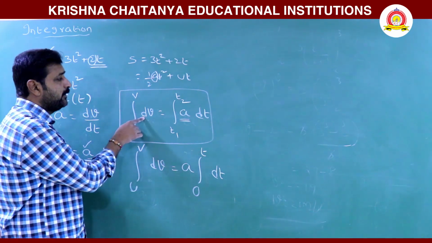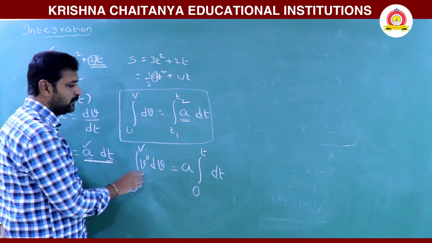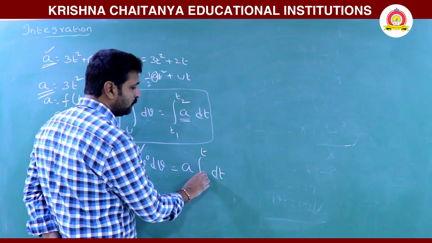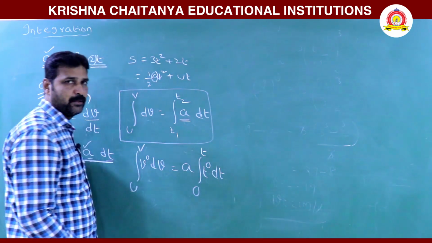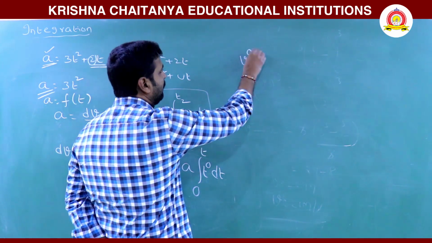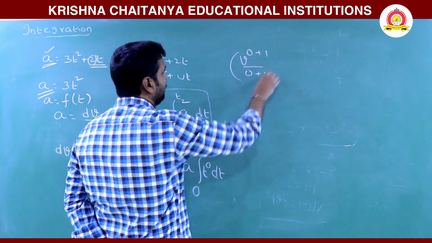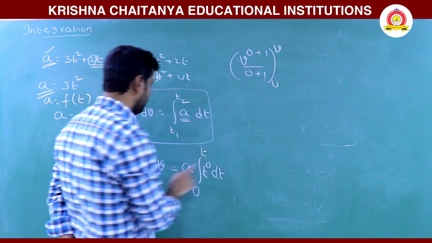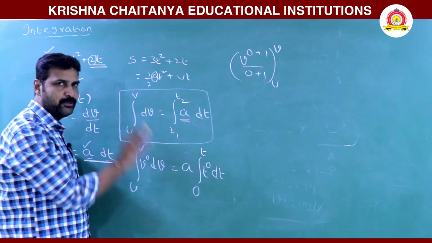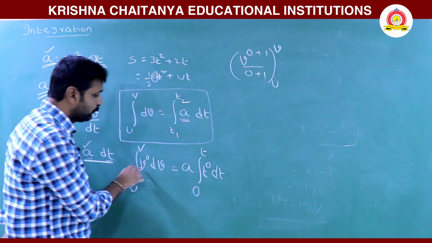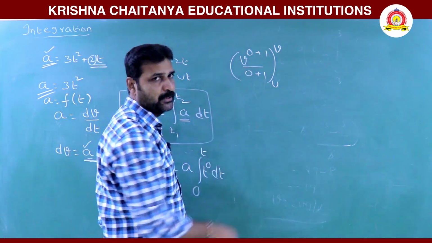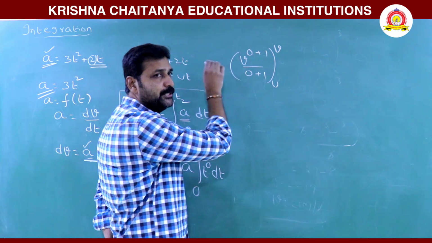Now, if it is dv alone, we can write it as v power 0, since this is 1 into dv. Since it is dt alone, we can write it as t power 0. Now, integrating v power 0, we will get v power 0 plus 1 by 0 plus 1. Simply, you can say integral dv is v. That's it. Integral dv is v. Why? Because if we write v power 0, you have v power 0 plus 1 by 0 plus 1. That means v power 1 by 1, which is v.